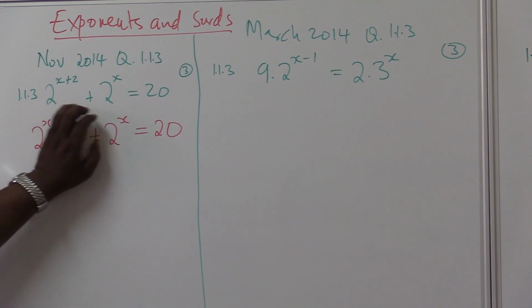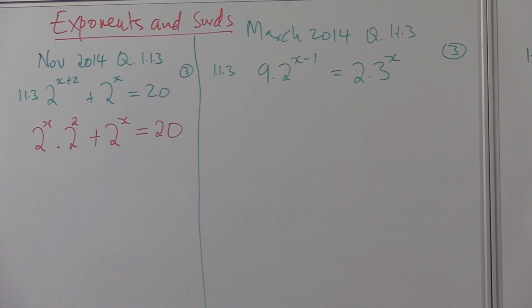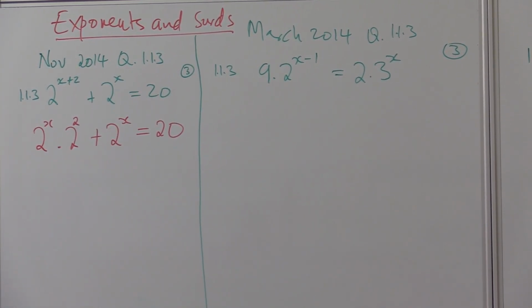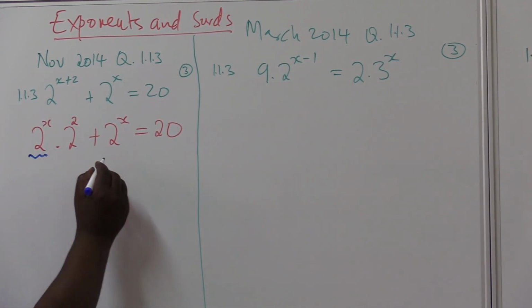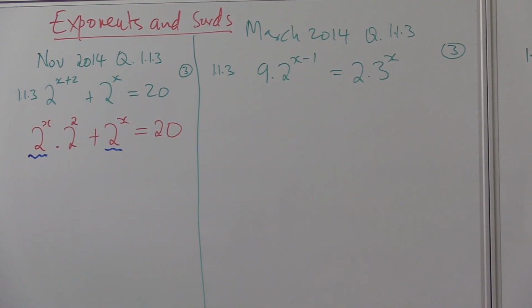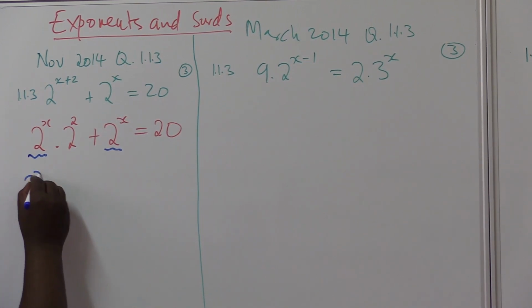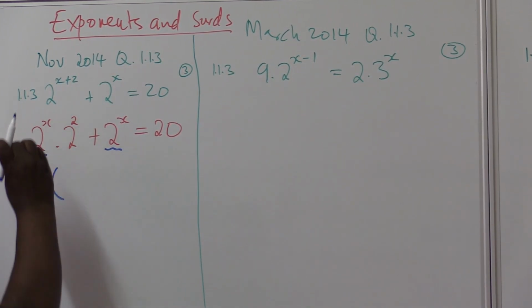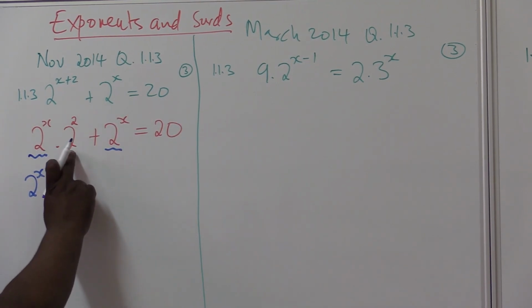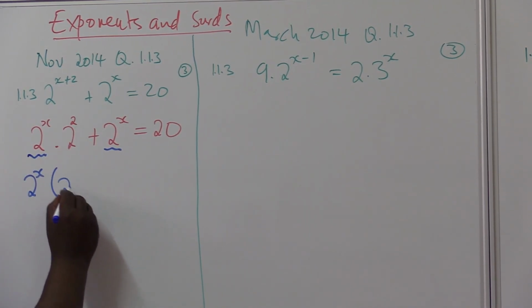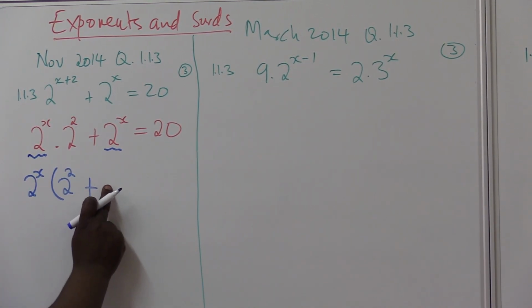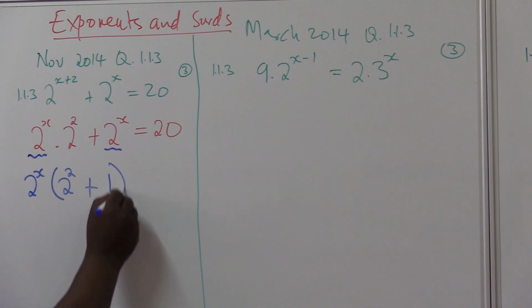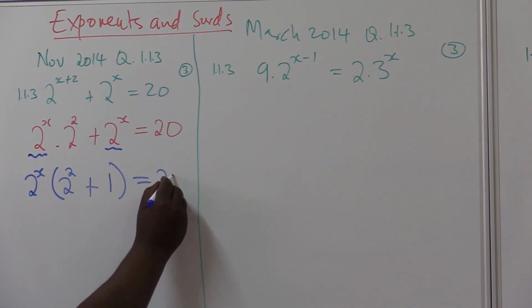Now, when I look at this term and this term, what do I notice? I notice something which is the same. We refer to it as a common factor. I see a 2 to the power x, and I also see another one here. If I take it out, we refer to that as a common factor. So we're going to have 2 to the power x into... If I take it out, what am I left with here? I'm left with 2 to the power 2. 2 to the power 2 plus 2 to the power x times what will give me that? Times 1. This equals 20. That's what I have.